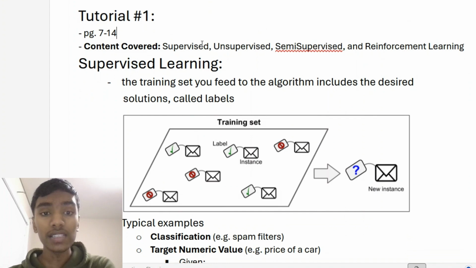For today's lesson, we're going to be covering supervised, unsupervised, semi-supervised, and reinforcement learning. These are the 4 different types of learning algorithms, learning systems that we're going to be using.